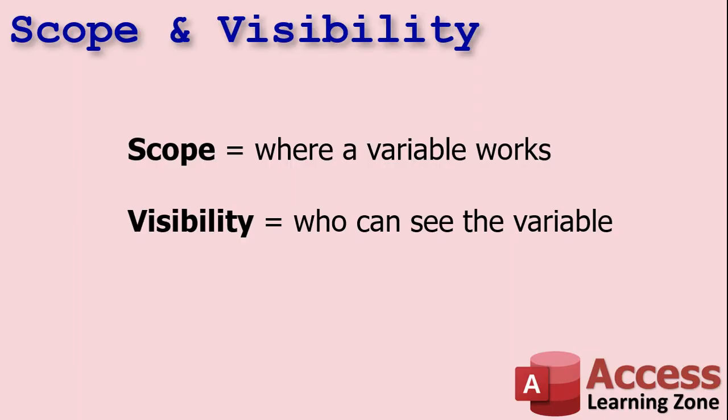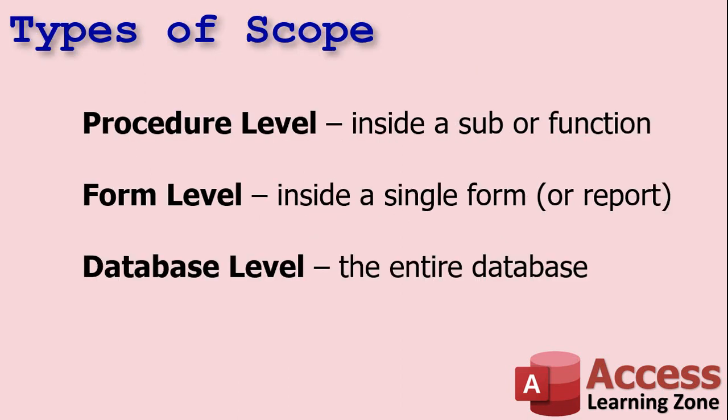Okay, so when dealing with variables, there's two things to keep in mind. There's scope and visibility. Scope is where a variable works, and visibility is who can see that variable. There's 3 types of scope. There's procedure level, which is inside a sub or a function, which is what you get when you create a button, and you've got code under that button, right?